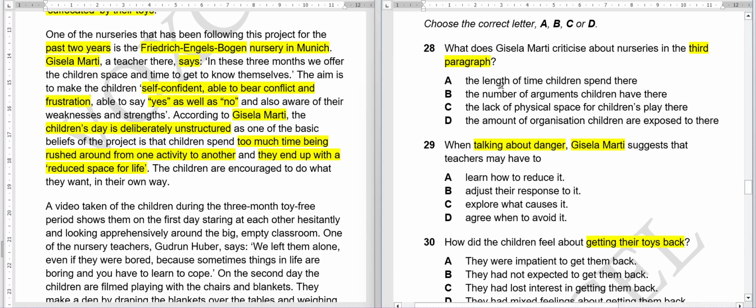What does Gisela Marti criticize about nurseries in the third paragraph? Now we have to tell what this particular person criticizes. A, the length of time children spend there. Is Gisela Marti critical of the length of time children spend in the nurseries? B, the number of arguments children have, or C, the lack of physical space for children's play? So is this person criticizing the lack of space, or the amount of organization that children are exposed to? Is Gisela Marti criticizing this particular thing? So now you have around 10 seconds for this, and the time starts now.